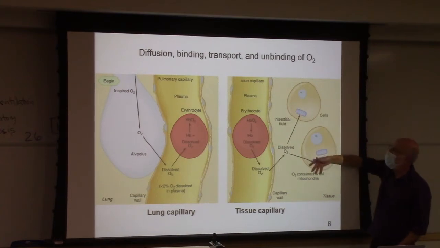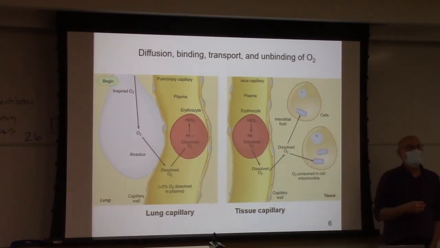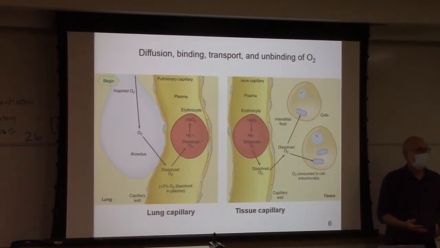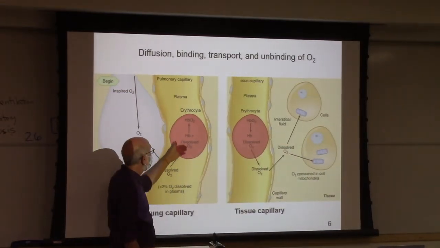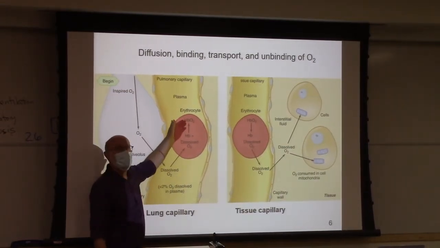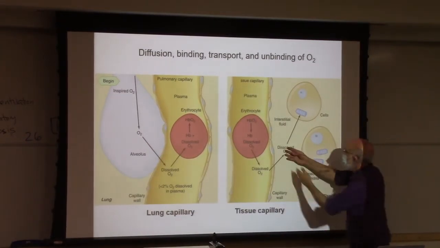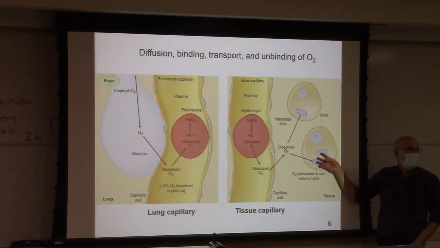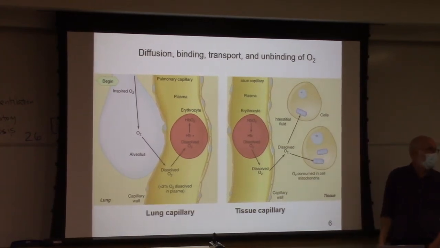So what's the driving force for diffusion? A gradient of partial pressure. So this is moving from high partial pressure to low partial pressure because it's getting bound by hemoglobin. Here it's moving from high partial pressure to low partial pressure because it's being consumed by metabolically active mitochondria.